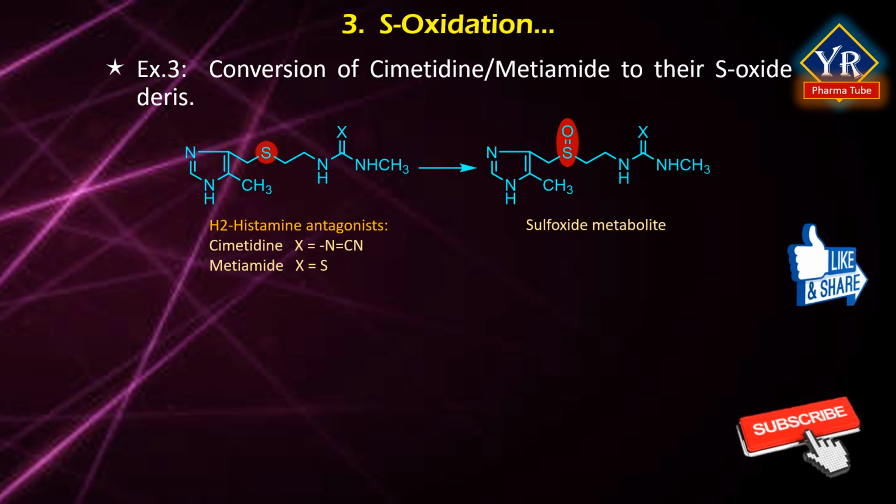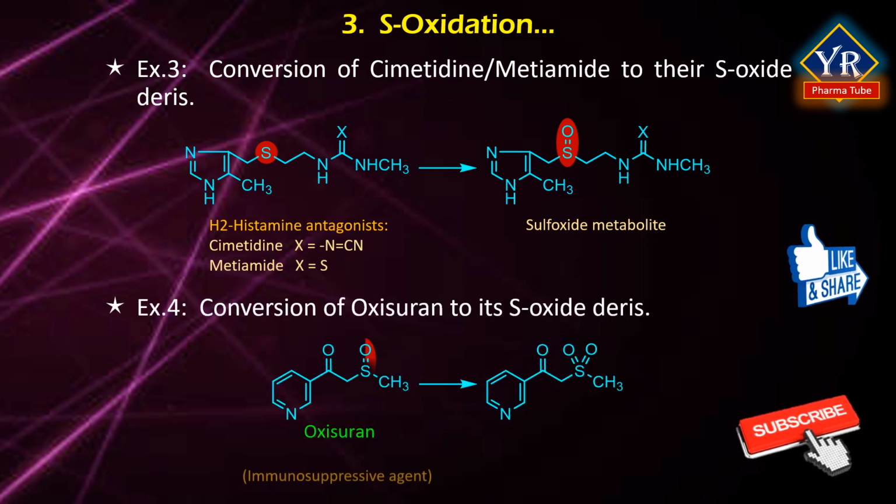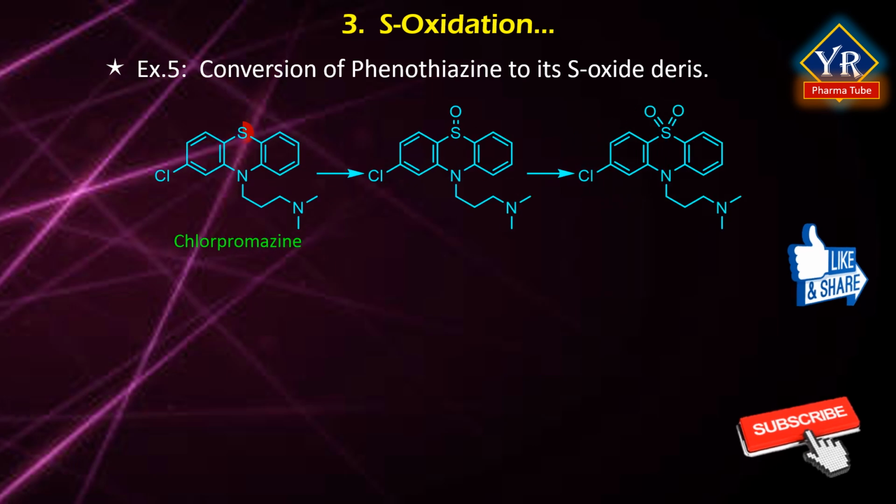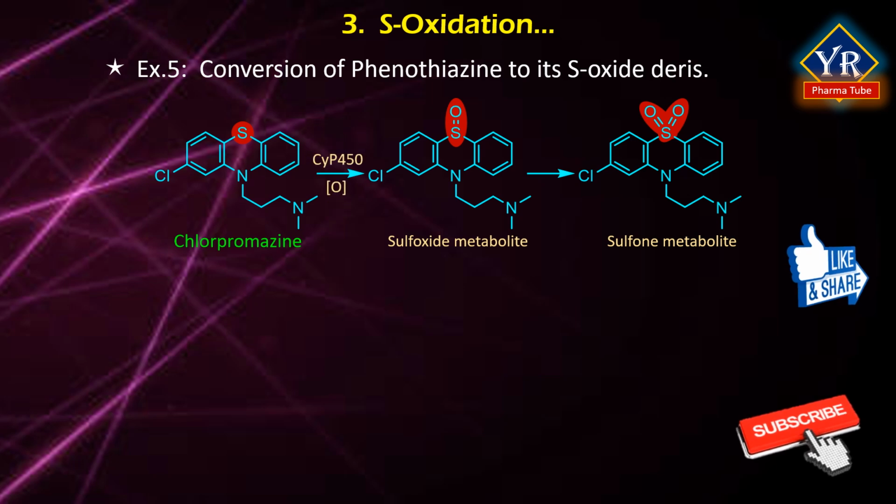Sulfoxide drugs and metabolites may be further oxidized to sulfones. The sulfoxide group present in the immunosuppressive agent oxisuran is metabolized to a sulfone moiety. Several phenothiazine derivatives are also metabolized by this oxidative pathway. Phenothiazines can be converted to their S-oxides, that is sulfoxides, and then to sulfones by the cytochrome P450 enzyme.